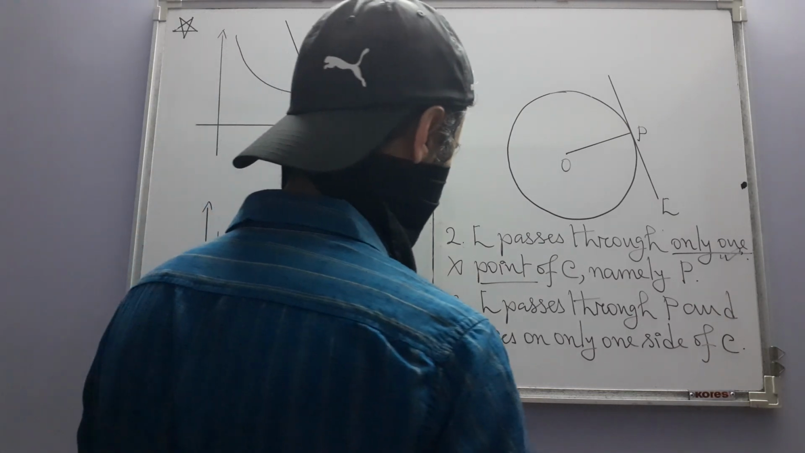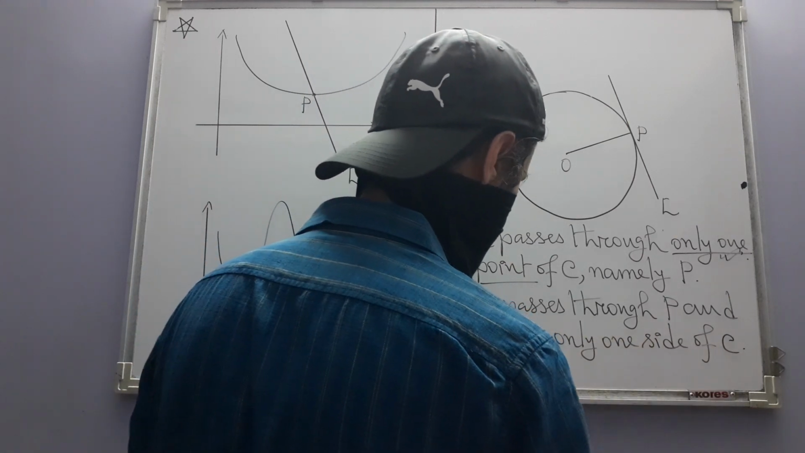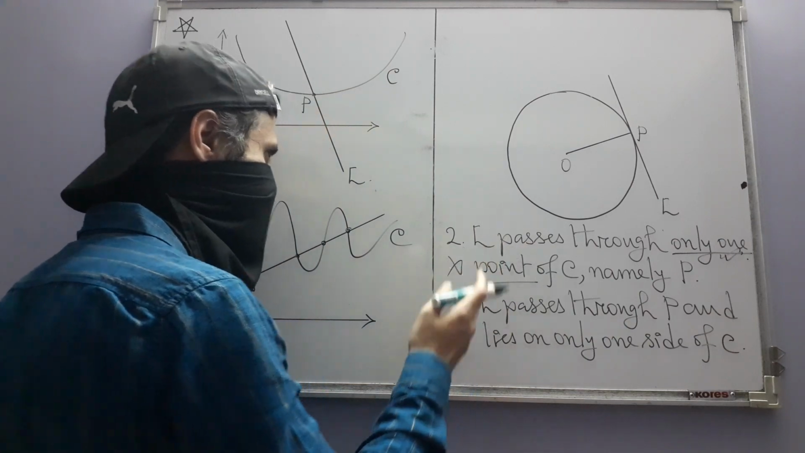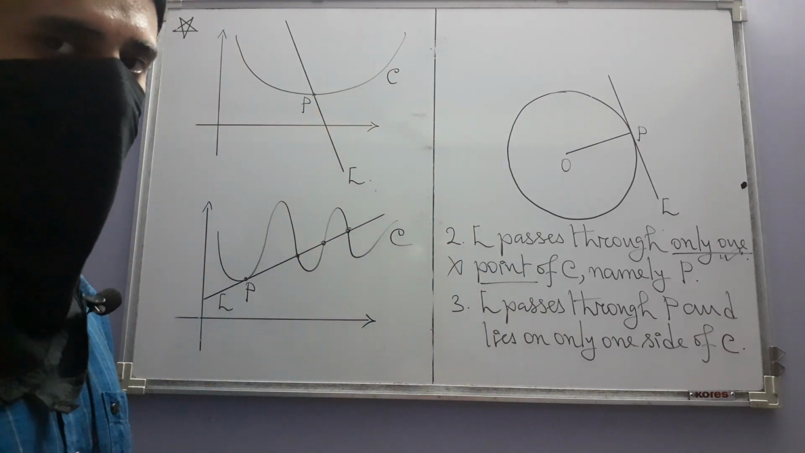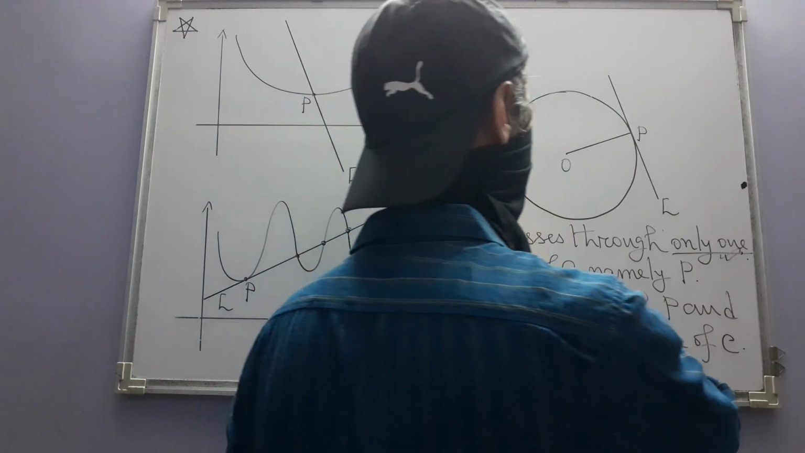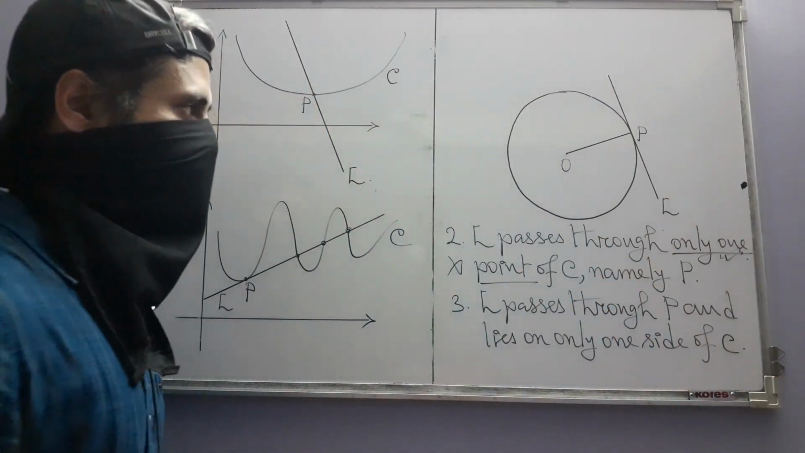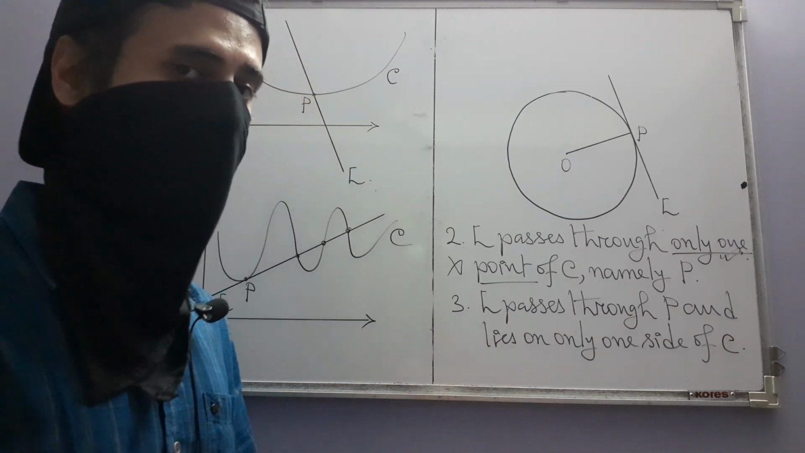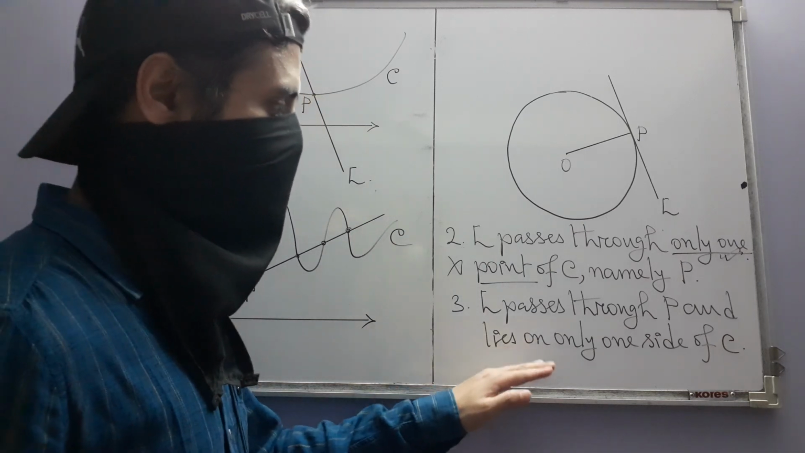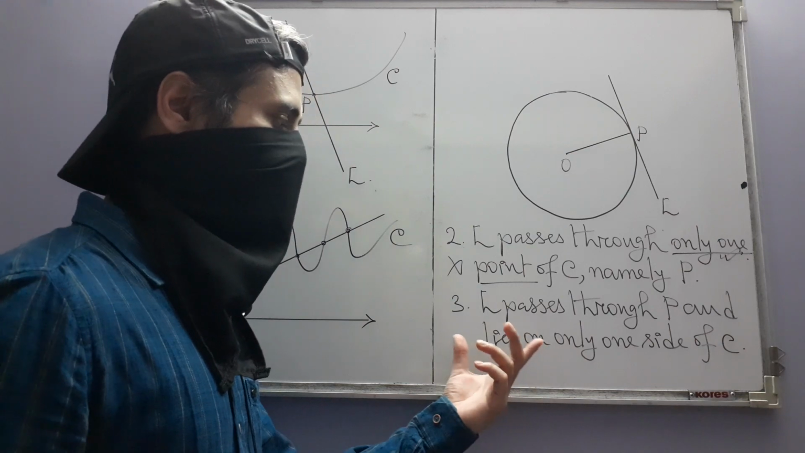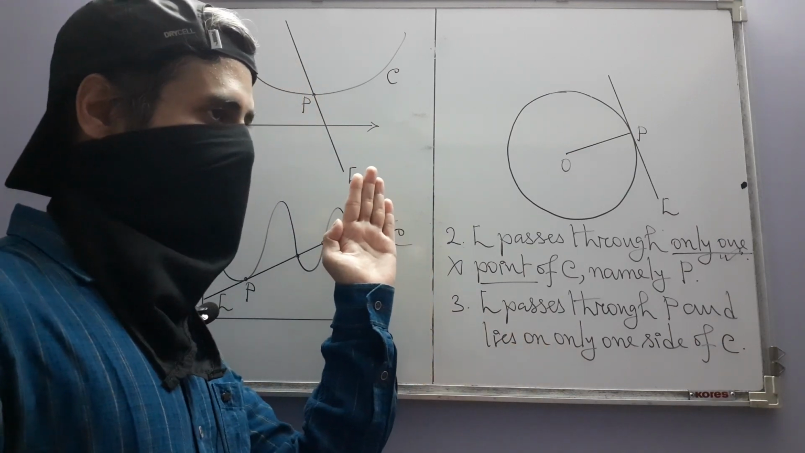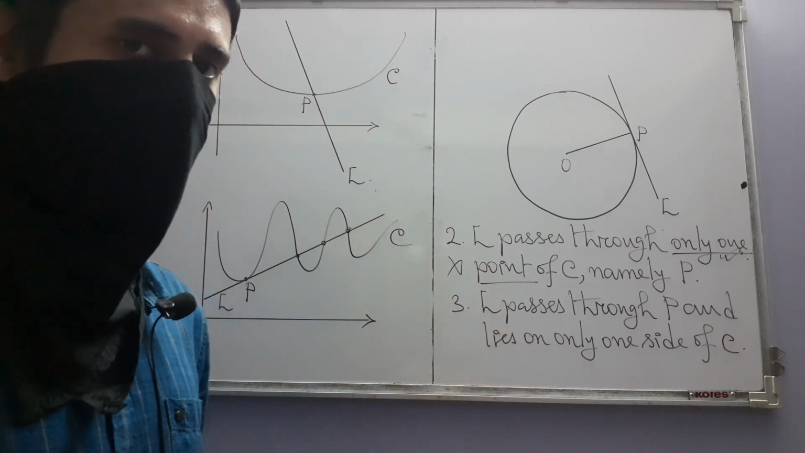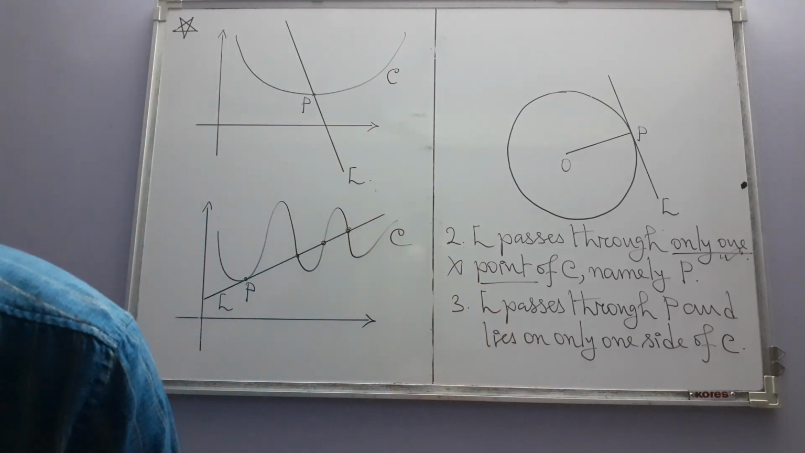There is one more thing though. L passes through P and lies on only one side of C. This we see happening for circles because all the tangents lie on the outside. Now for a general curve, of course, you cannot consistently define outside or inside, but you can say, okay, I will try to keep the tangent line on only one side. Here also there are problematic examples, and let's see one such.